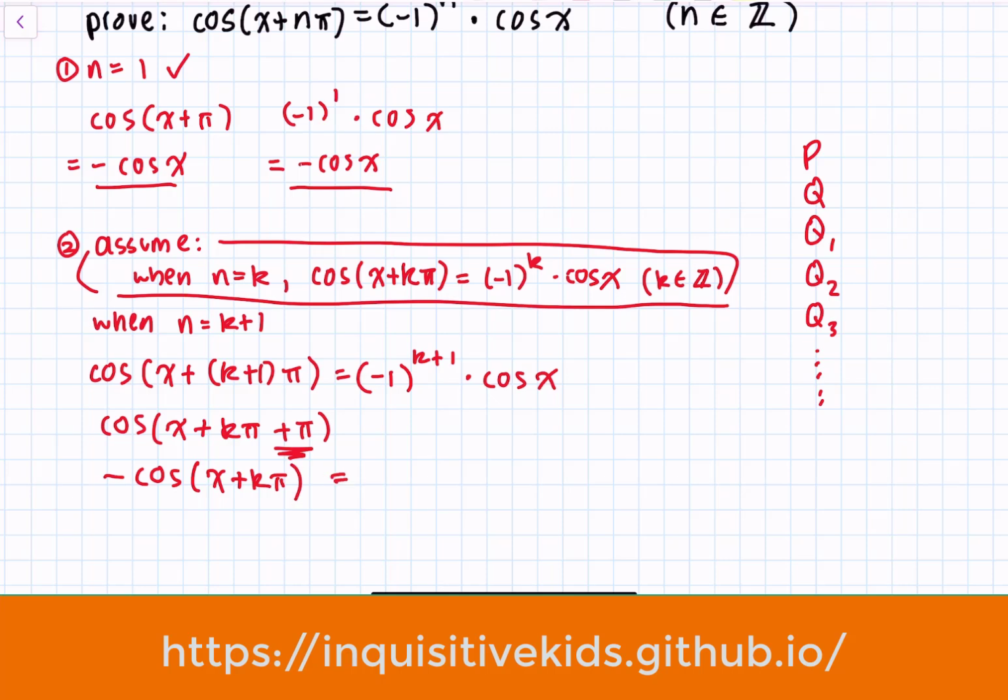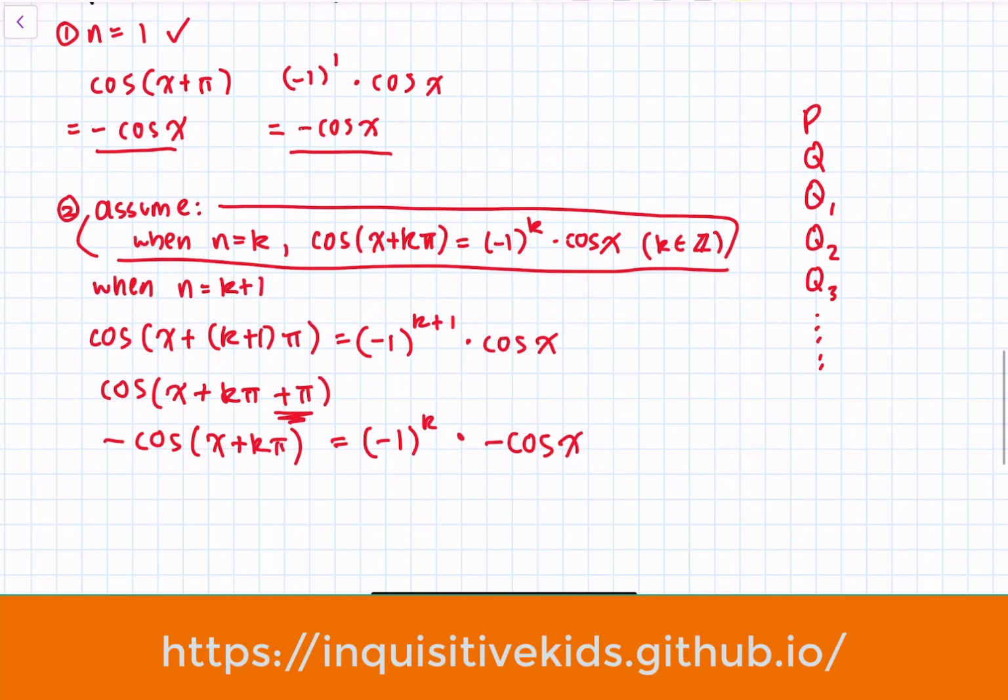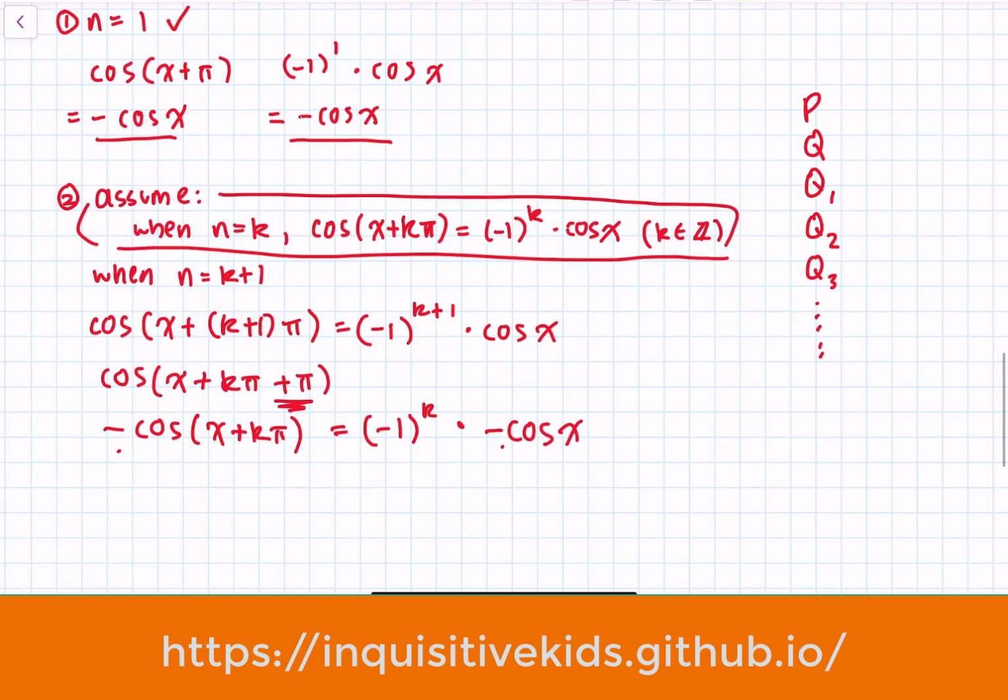is equal to, on this side, negative 1 to the k power times negative 1 times cosine x. And as you can see, we have a negative 1 on both sides of the equation. So we can get rid of it. And we have cosine of x plus k pi is equal to negative 1 to the k power times cosine x.